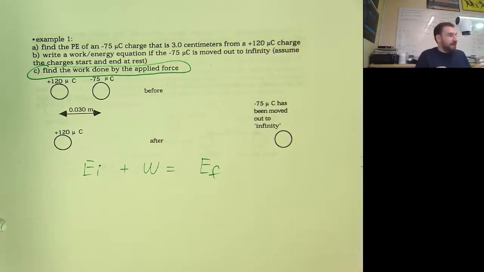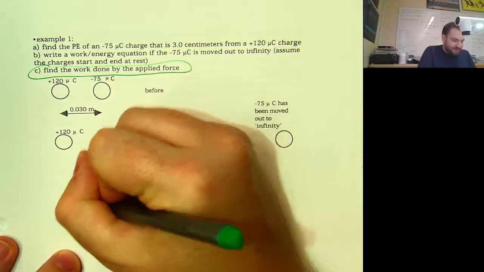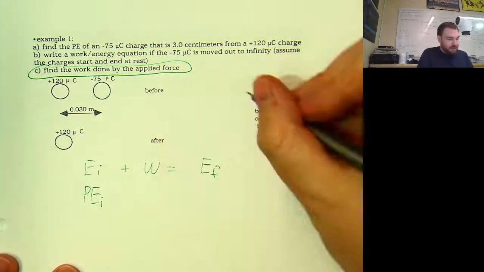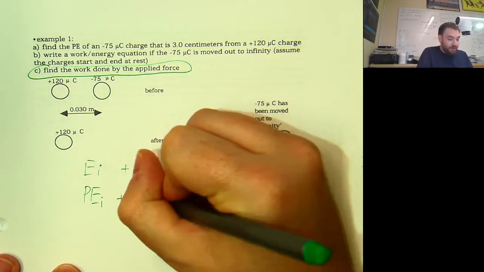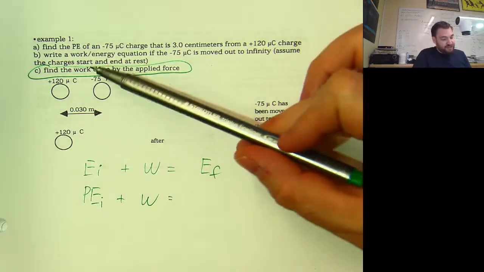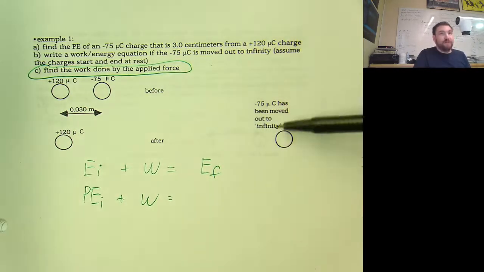The only kind of energy we have here is potential. So I've got potential energy initial. There is no kinetic energy because the thing's not moving initially. We have to do work. We have to assume that work's present because the question literally says, find the work done. Energy at the end is 0, because it starts and ends at rest, and it's moved out to infinity.